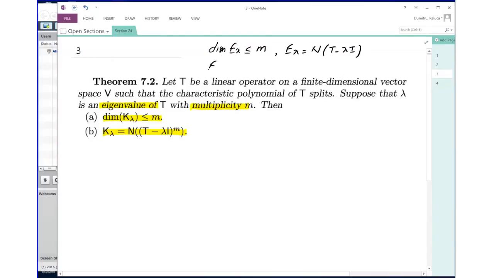Now the generalized one. We've seen that E lambda is a subset of K lambda. Correct? We've seen that in the previous theorem. But still, according to this theorem, it turns out that, first of all, being a subspace, this kind of relation must hold, so the dimension of E lambda is less than or equal to the dimension of K lambda. And according to the previous theorem, this is still less than or equal to m. Okay? So it sits in between, kind of.